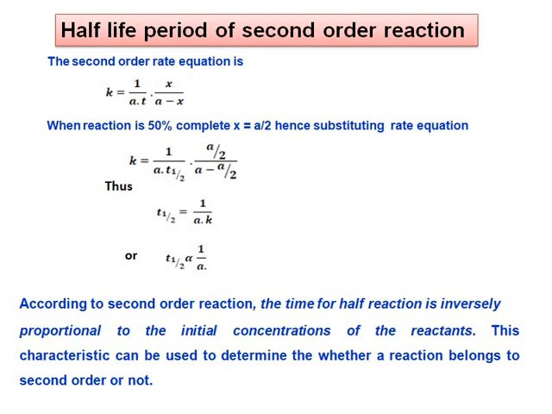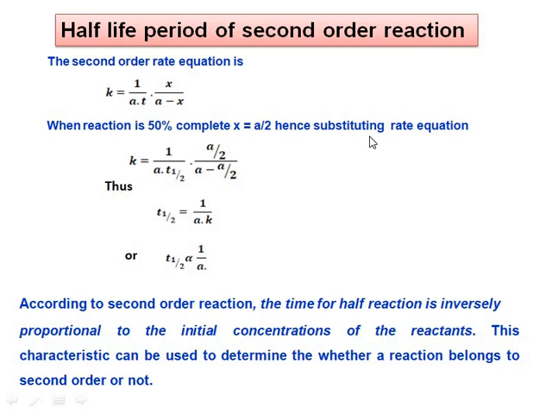Now we are going to discuss the half-life period for the second order reaction. The rate equation for the second order reaction is k equals 1 upon a t into x upon a minus x. When 50% of the reactant is converted to product, x is equal to a by 2.